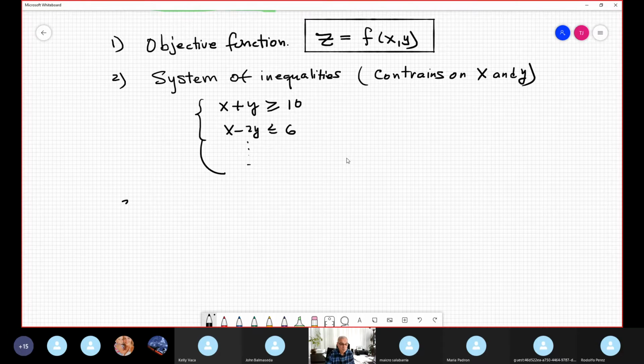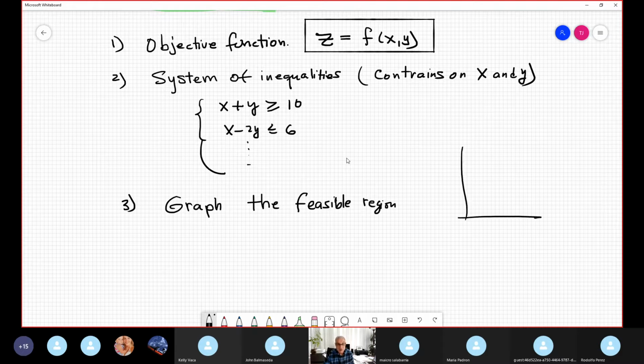Number 3, you graph the feasible region. What is the feasible region? Feasible region is the solution for this system. Suppose that the solution for this system represents one polygon like that. Normally, in a linear programming problem, the feasible region is the polygon.